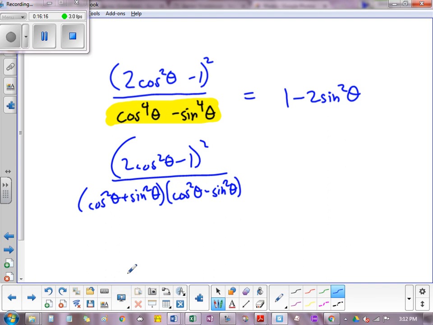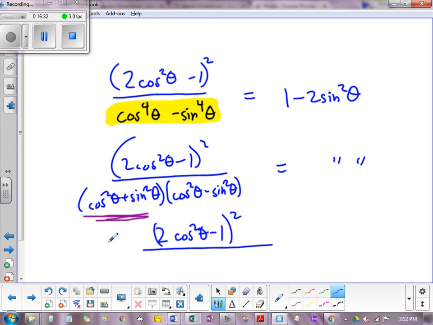Beautiful. And here's a further payoff. This is uno, 1. See? Nice. Okay, that feels like progress. So now we have 2 cos squared theta minus 1, and that's being squared. This bottom is now just cos squared theta minus sine squared theta.